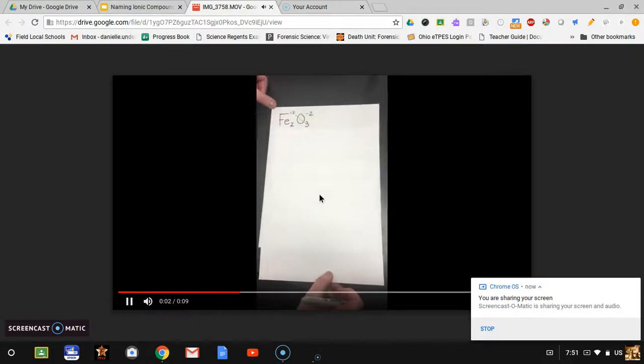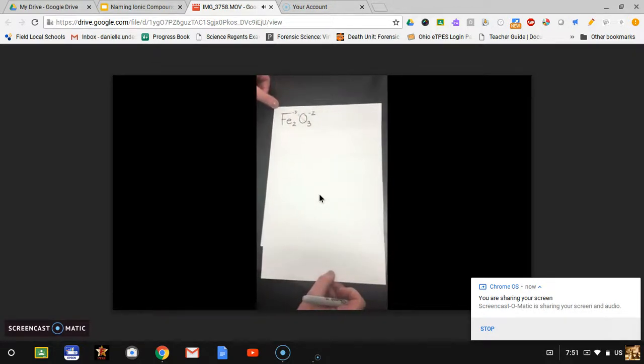So Fe2O3, so you can see that the 3 that was the subscript on oxygen becomes the charge on iron. So we are uncrisscrossing.